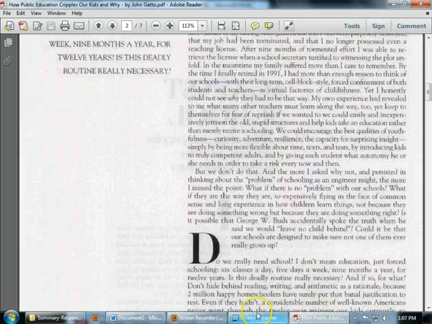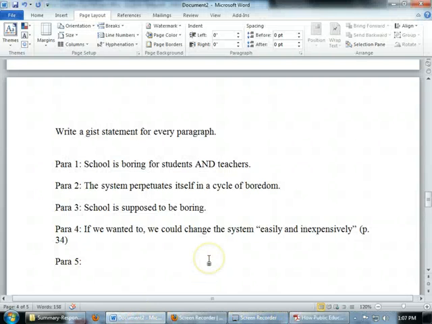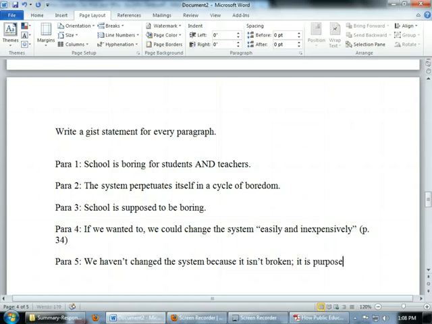So he's saying that the fact that schools are so boring is not an accident. He's saying we haven't changed the system. Even though we could, we haven't changed the system because it isn't broken. It is purposefully designed to hinder our children. That is Gatto's big argument that he's going to try to spend the rest of the essay proving.